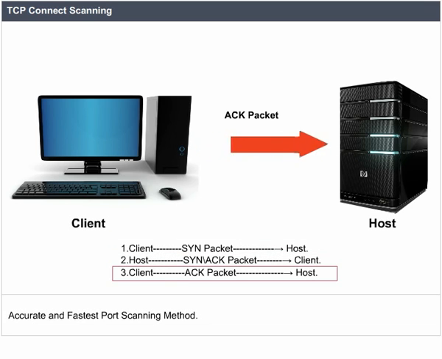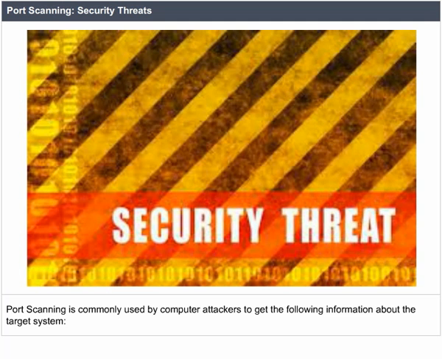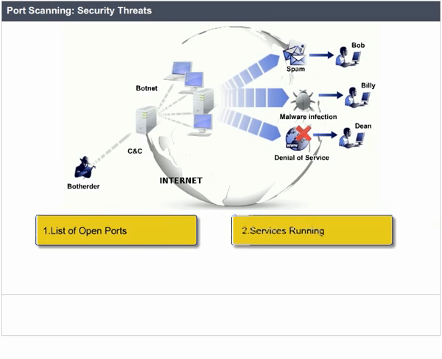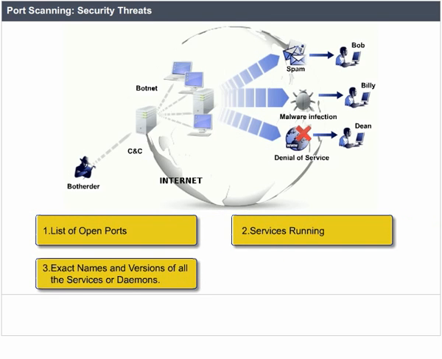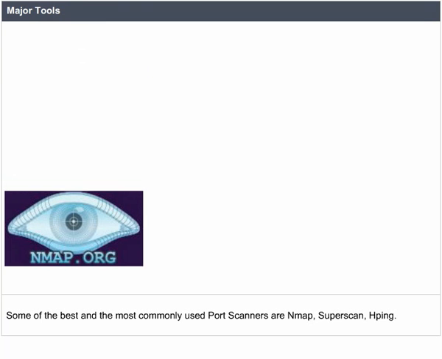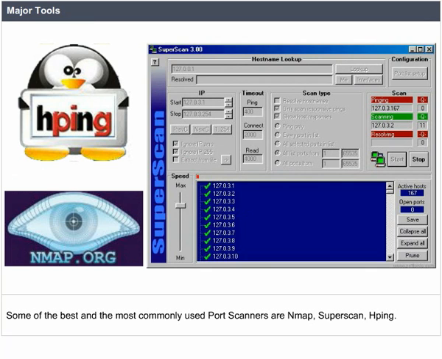Port scanning security threats. Port scanning is commonly used by computer attackers to get the following information about the target system: list of open ports, services running, exact names and versions of all the services or daemons, operating system name and version. Major tools. Some of the best and the most commonly used port scanners are Nmap, Superscan, HPing.